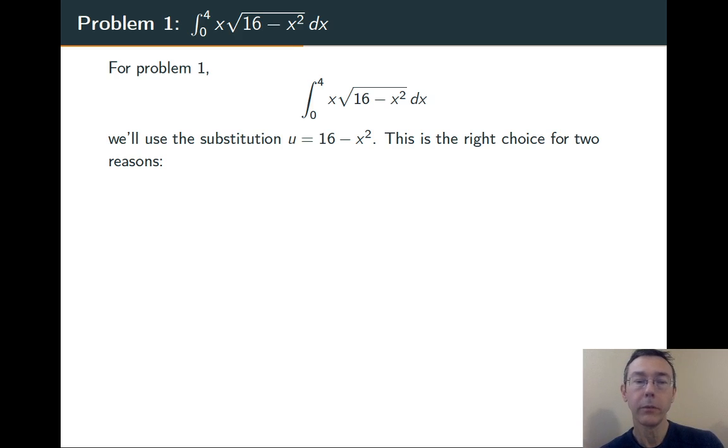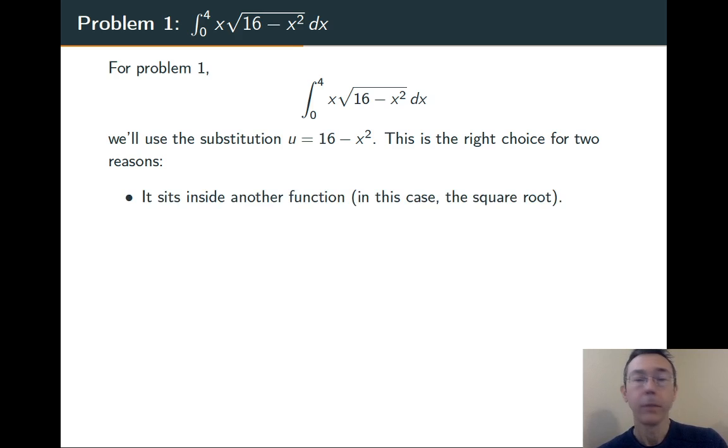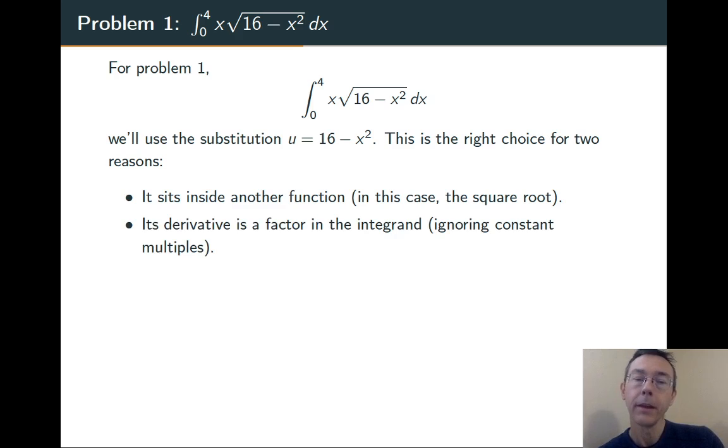We're going to want to use the substitution u equals 16 minus x squared. This jumps out at me right away for two reasons. First of all, it's an inside function. It sits inside the square root, and inside functions are good candidates for u-substitutions. Second of all, its derivative is a factor in the integrand, up to a constant multiple. So the derivative of 16 minus x squared is negative 2x. x is a factor in this integral.